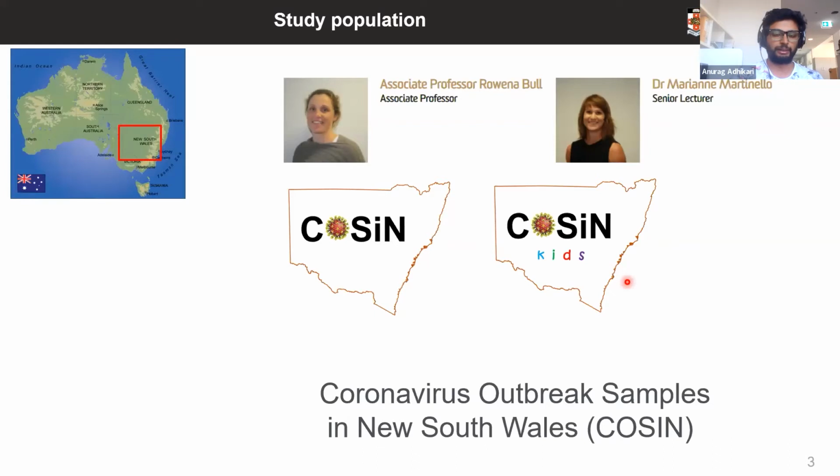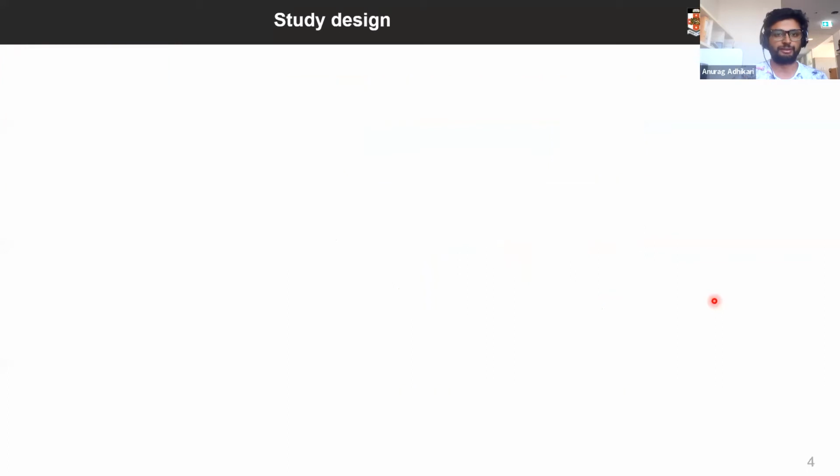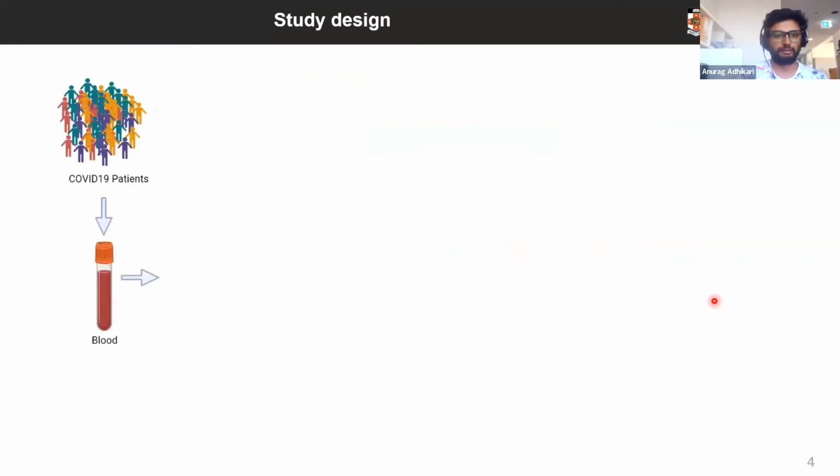Before going there, I will start with the cohort that I worked on. It's a COSCINE cohort led by Dr. Bull and Dr. Martinello, with coronavirus outbreak samples in New South Wales. So that's the sampling study that I'm using for this study.